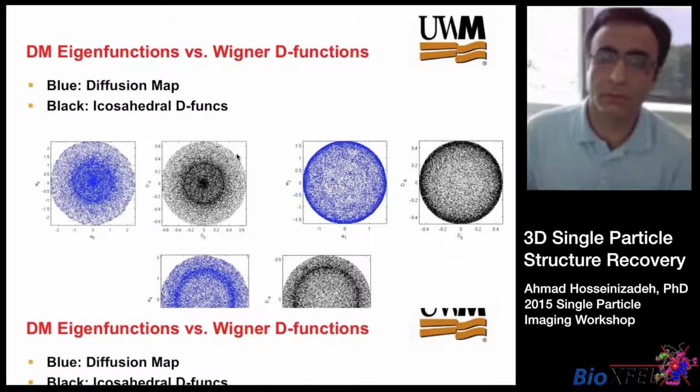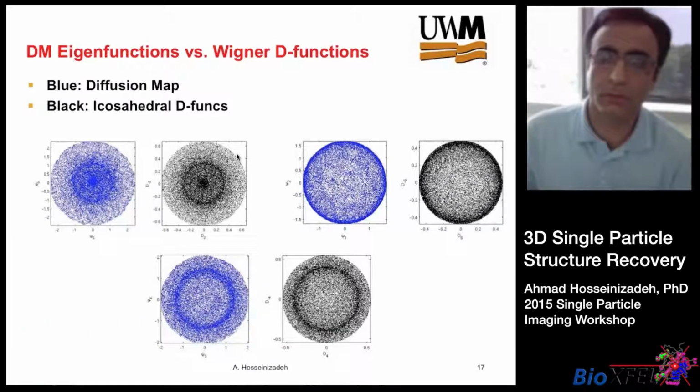Okay, now let's see the similarity between Wigner D functions and results from the diffusion map. This is one of the generated pairs from the diffusion map. This is the corresponding one from the Wigner D function, and you can see the similarity well.